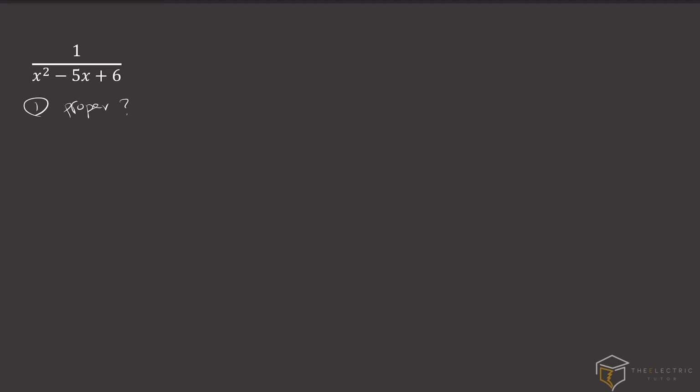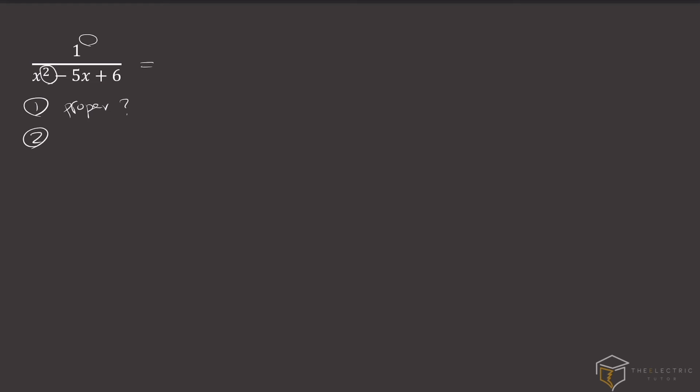When it's proper, it means that the degree of the denominator, which in this case is 2, is higher than that of the numerator, which is true in this case. So we can go to step number 2. By the way, if it's improper, you need to use either long division or synthetic division. Anyway, step 2 involves looking at the denominator and seeing if we can factor it out.